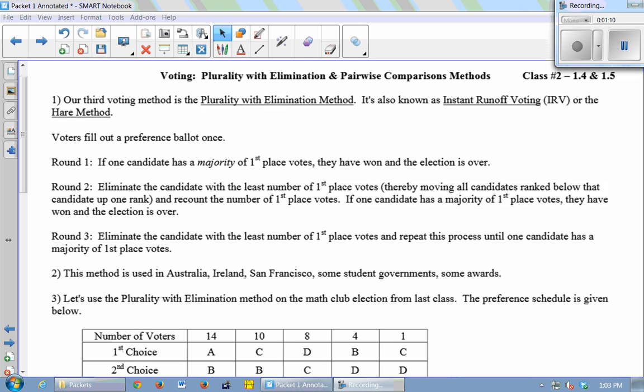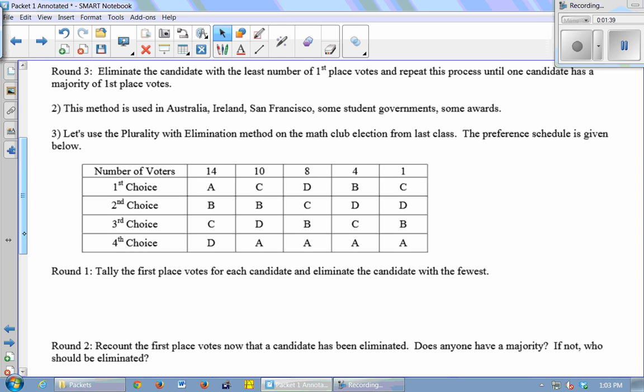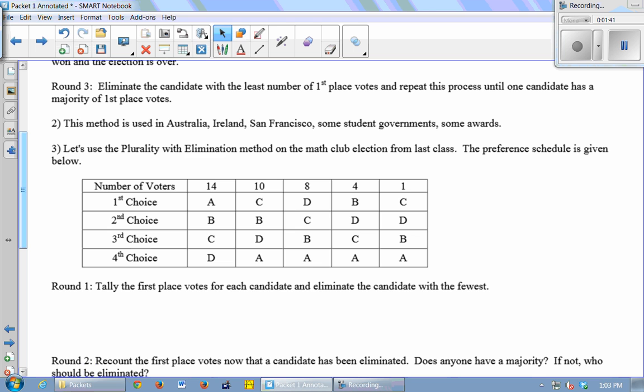When you throw that person out, any candidate that was ranked below them gets moved up a spot. Then we recount the first place votes. If someone has a majority, we're done. If not, we move to round 3 and eliminate the candidate with the fewest first place votes and recount. We keep doing this until someone has a majority of the votes. This method is used in Australia, Ireland, San Francisco, some student governments, and some various awards.